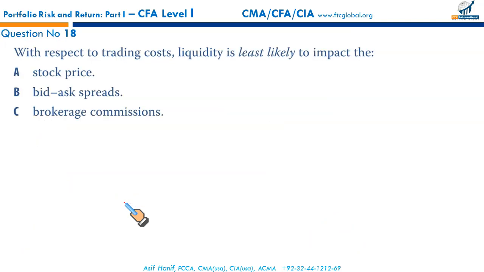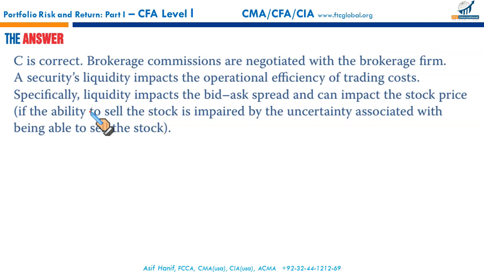Then we have question number 18. It says, with respect to trading costs, liquidity is least likely to impact which of these? Stock price? Yes, liquidity impacts the stock price. Bid-ask spreads? Yes, liquidity impacts the bid-ask spread. We know that. Then it doesn't affect brokerage commission. Why? Because brokerage commissions are agreed upon with the brokerage firm. So this is least likely to be impacted. That makes C the correct option.